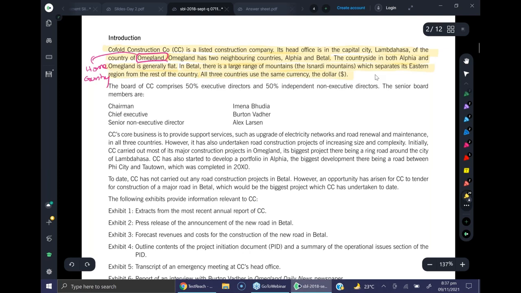So they are talking about three different countries. So of course, this company must be doing its business in all three of them, maybe, right? So we'll have to find it out later.